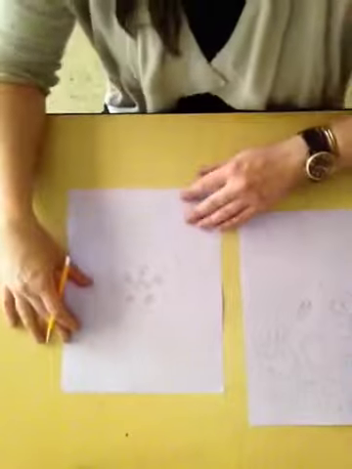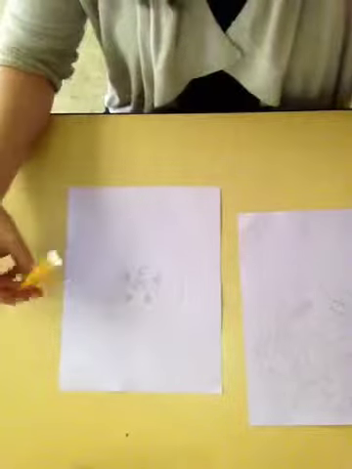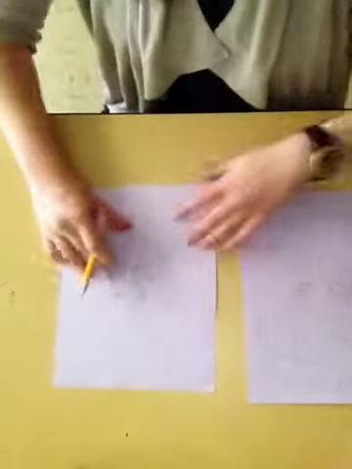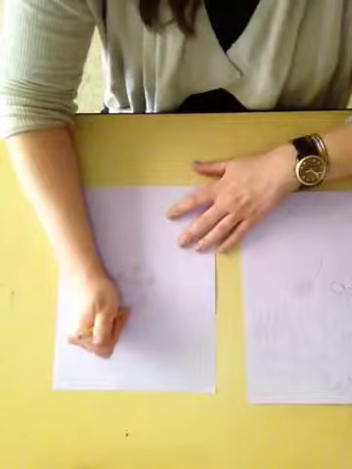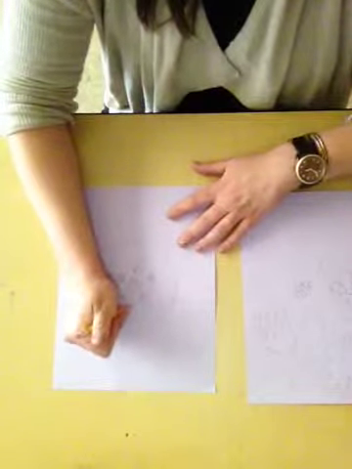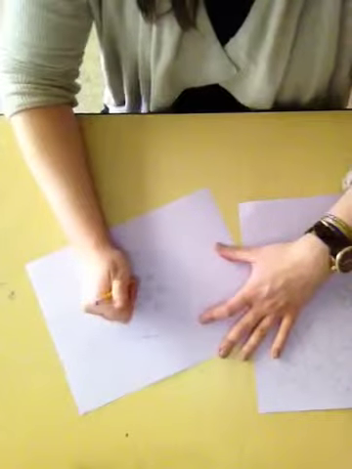From there, I'm going to want to continue to work my way out. So I'm going to pick another symbol. I'm going to pick this leaf right here. And I will fit this leaf right in there, keeping my lines nice and simple, turning my paper as I need to.